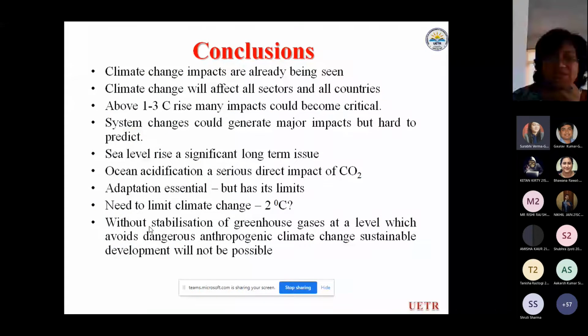So these are the conclusions. The climate change impacts are already being seen. It is not expected to change; it has already changed. Okay. Above a 1 to 3 degree centigrade rise, many impacts could become critical. Sea level has already risen, and we need to limit climate change. At least we have to limit all the global warming gases to restrict the rise to 2 degrees centigrade. Without the stabilization of greenhouse gases at a level which avoids dangerous anthropogenic climate change, sustainable development will not be possible.